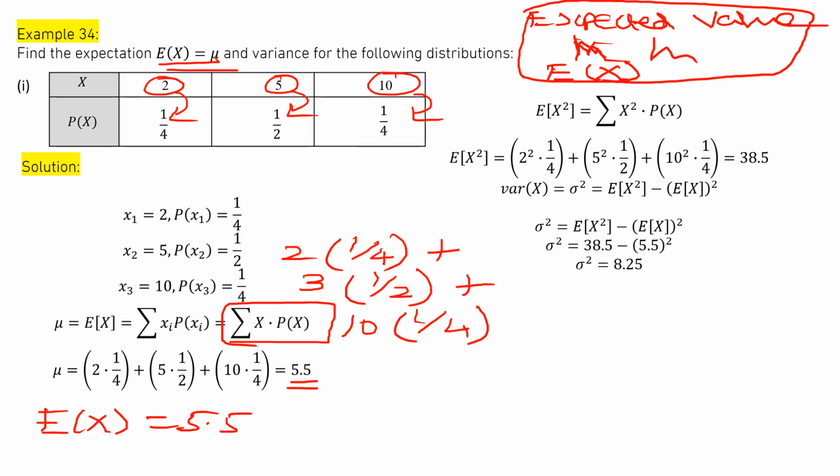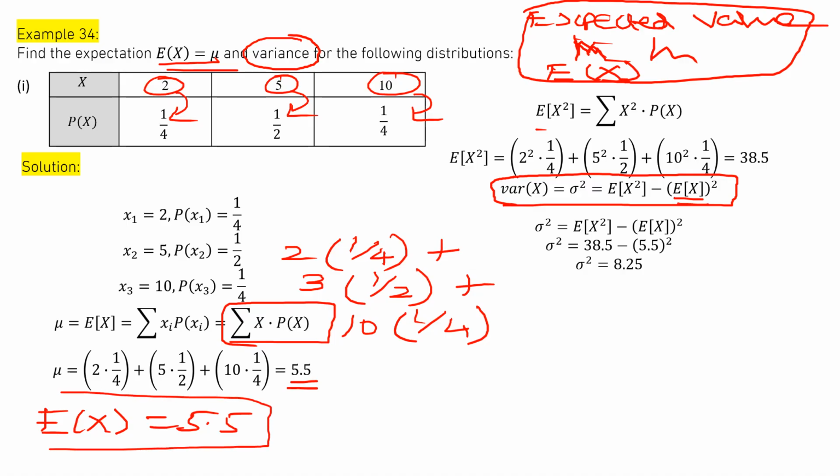Okay, what is the next one? We need to find variance also. For variance, what is the formula? Variance, this is the formula: E of x squared minus E of x the whole squared. Of course, we already found E of x. We know that E of x equal to 5.5.